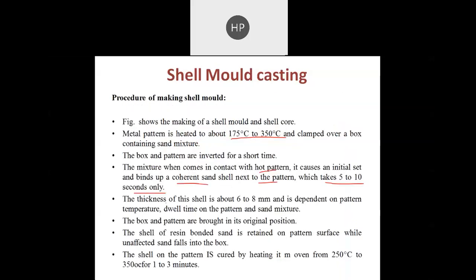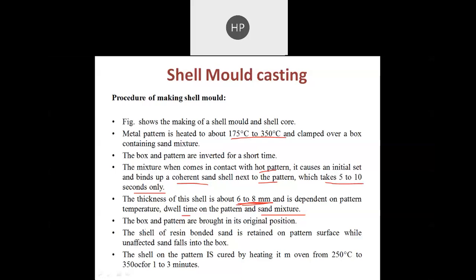Then the thickness of the shell is around 6 to 8 mm. This is 6 to 8 mm, and it depends on the pattern temperature, as I told, the time we provide, and the sand mixture, that is, the proportion of sand and the proportion of resin, and based on that we can decide. So generally it will be 6 to 8 mm.